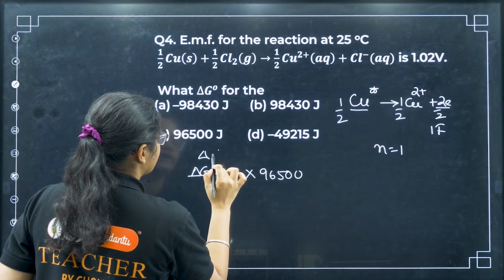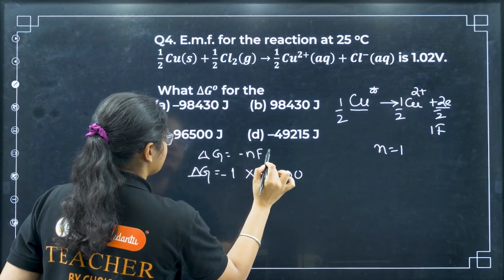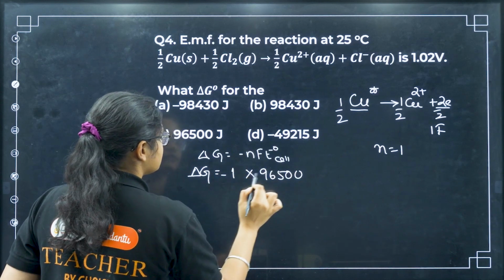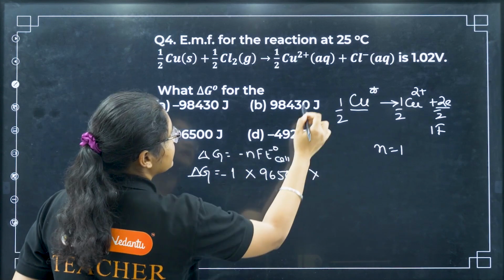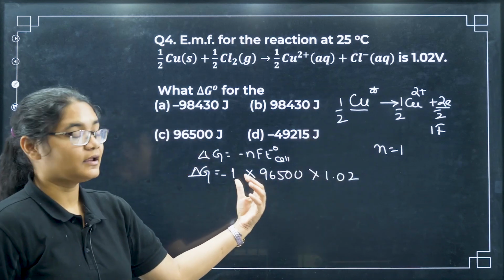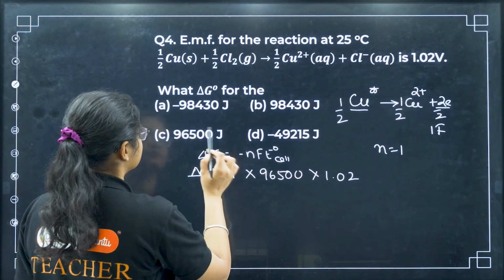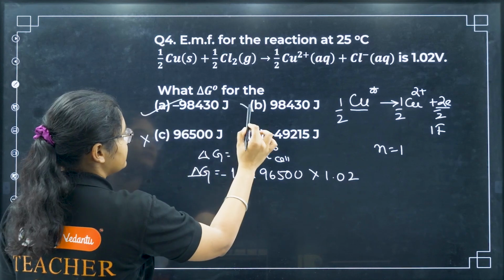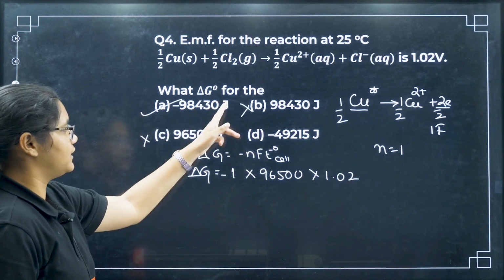So what is the formula? Delta G is equal to minus NF E naught of the cell. So minus 1 into F into E naught value is 1.02. So if I multiply this one, it will become minus 96500. So already I can eliminate these two options. It will be somewhere near to this one.